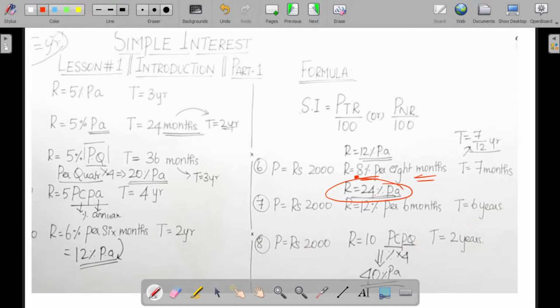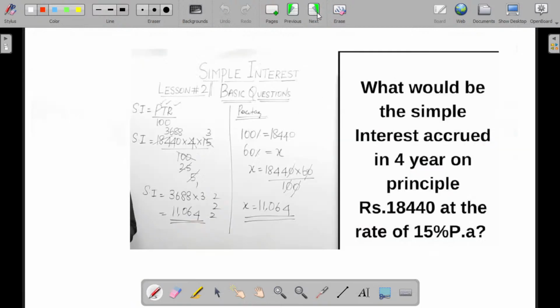For 8 months, 8 percentage per 8 months. For 12 months you need to calculate. That is 12 percentage. 12 percentage, 8 percentage per 8 months. So 12 percentage per annum. Here 12 months, 7 by 12 year. 7 by 12 year. Okay.